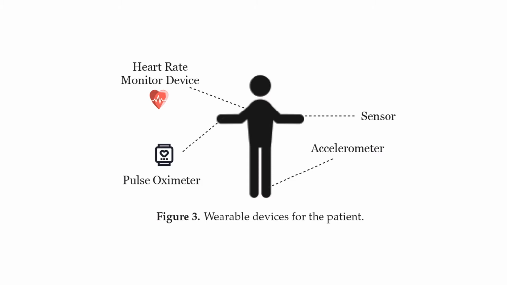Figure 3 shows the wearable device for a patient. So here, a heart rate monitor device can check the heart rate. Pulse oximeter, sensors. This sensor can monitor the degree or the material. Also, accelerometer. Accelerometer can check how fast he moves.